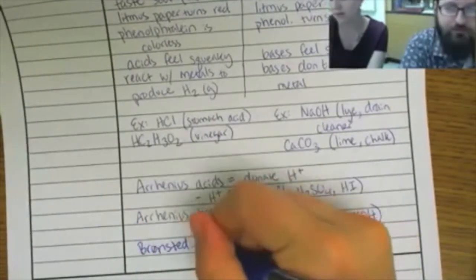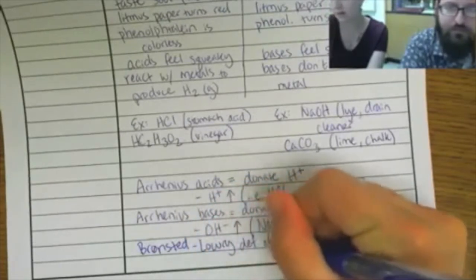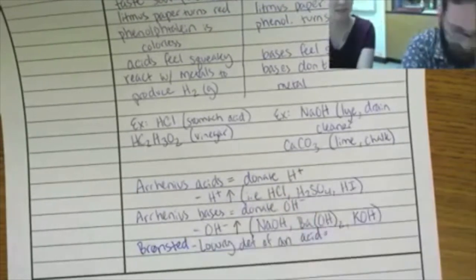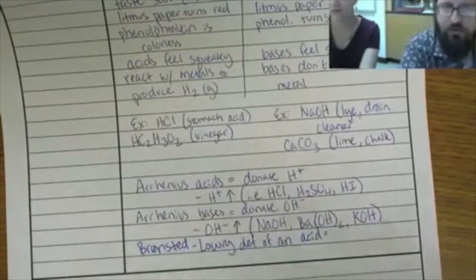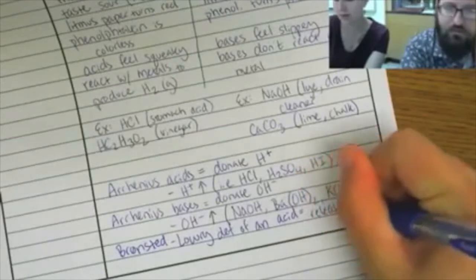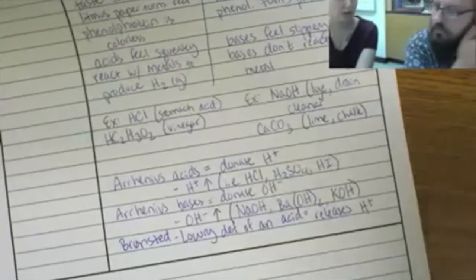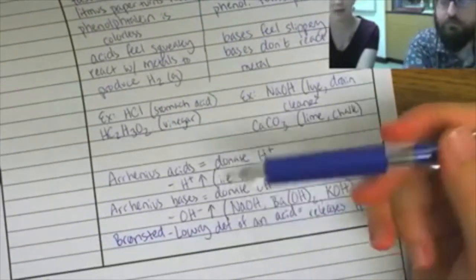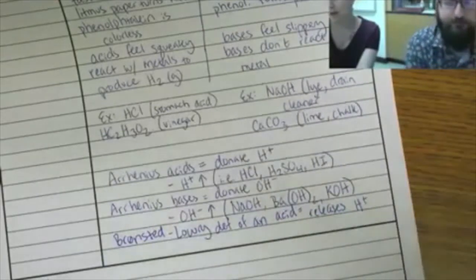The Brønsted-Lowry definition of an acid is that it releases a hydrogen proton. It's anything that releases a hydrogen proton. So it releases H+. Now it's pretty similar to donating. This is more referring to, in a chemical reaction, the one that gives away a hydrogen proton is the acid.